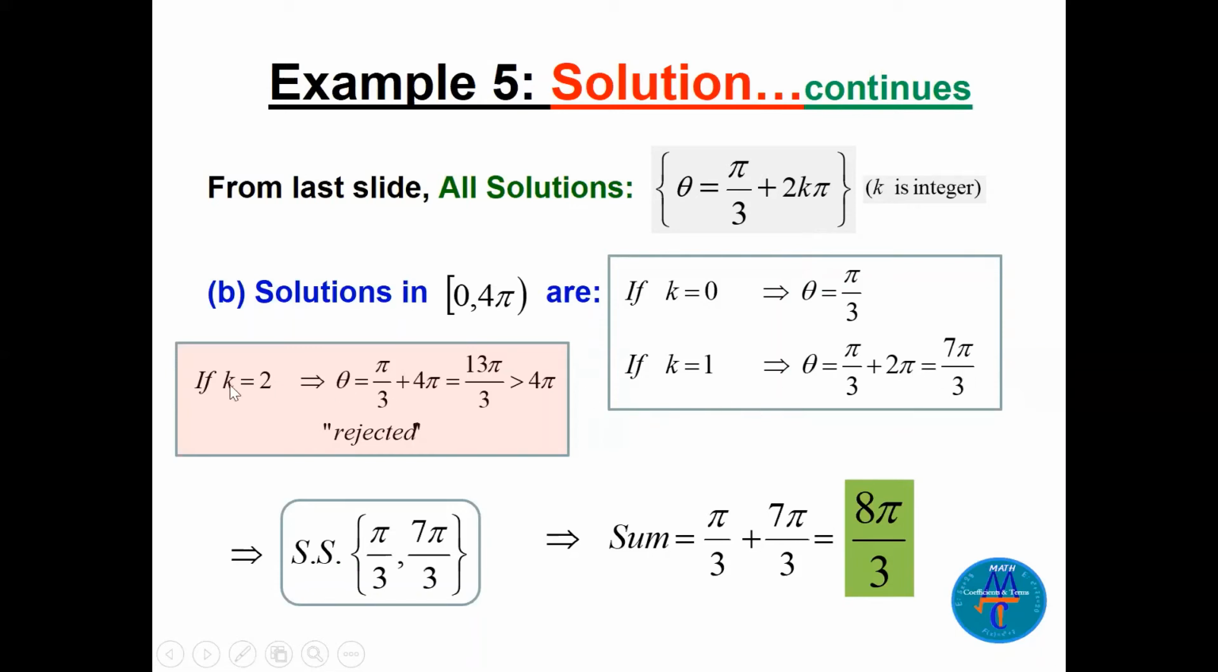Let's take k equals 2. You can take any integer there, but remember the condition. If you take k equals 2, theta will be 13 pi over 3 because pi over 3 plus 4 pi. So this will be more than 4 pi. So this is rejected. And for sure, every k after that will be rejected. So the solutions will be pi over 3, 7 pi over 3. Let's find the sum, 8 pi over 3.